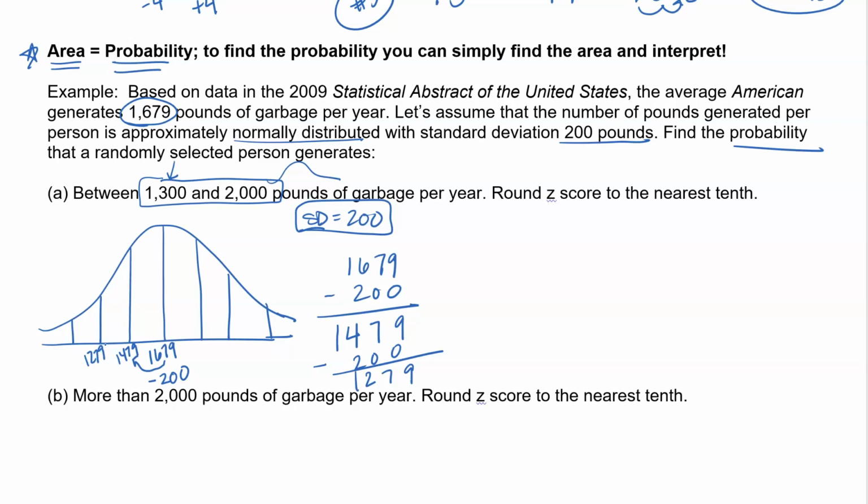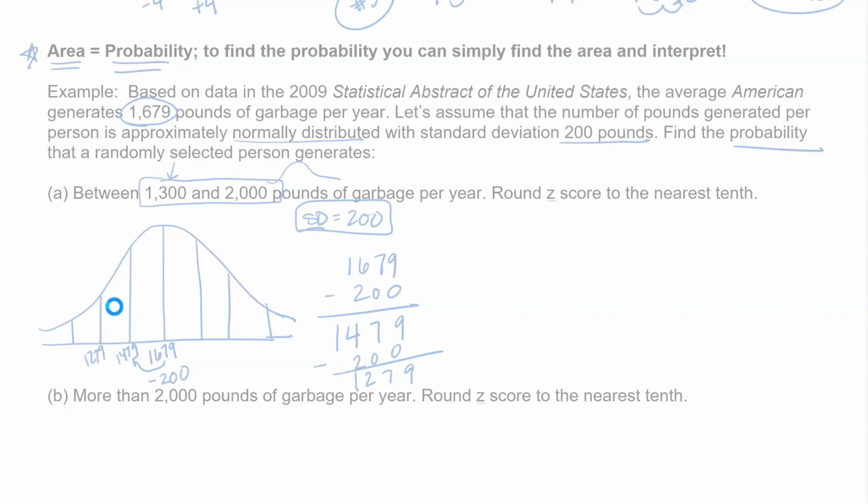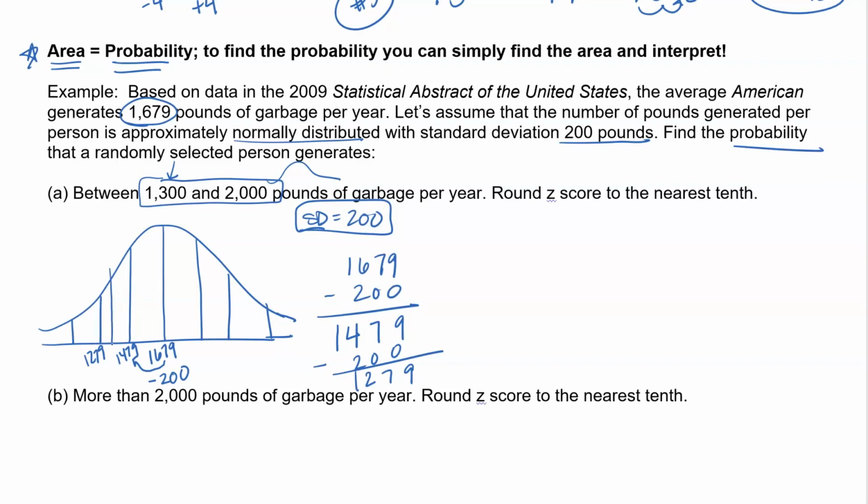Now you'll notice 1300 doesn't lie on those standard deviation lines. It's somewhere between 1279 and 1479. So I'm going to say 1300 is about right here. So I'm going to actually have to use the z-score formula since it's not an exact standard deviation. So I'm going to use the z-score formula here and use my data value 1300 minus the mean divided by the standard deviation, and I'm going to round to the nearest tenth. I get about negative 1.9.